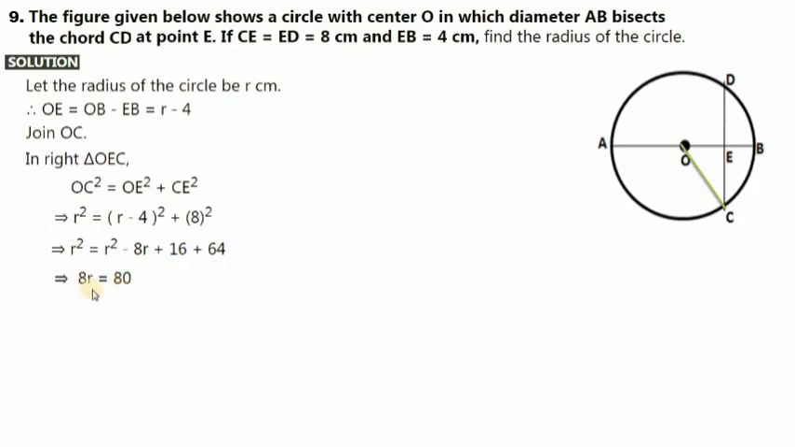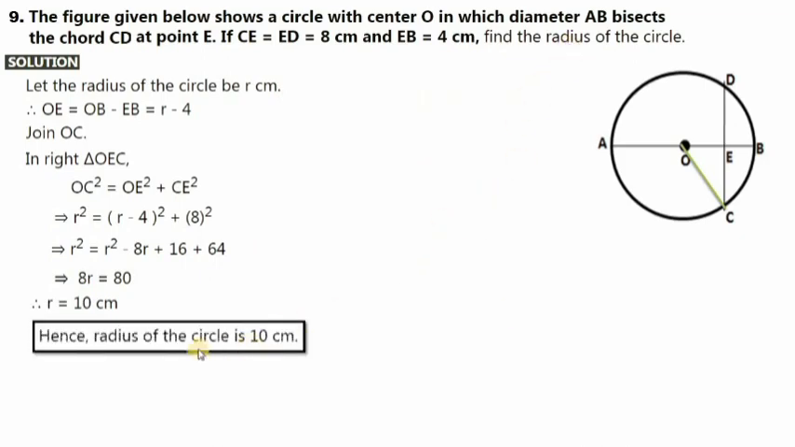So from here, r turns out to be 10 centimeter, isn't it? And what is r? r is the radius. So that's why we say that the radius of the circle is 10 centimeter. Okay, pause the video and note down.